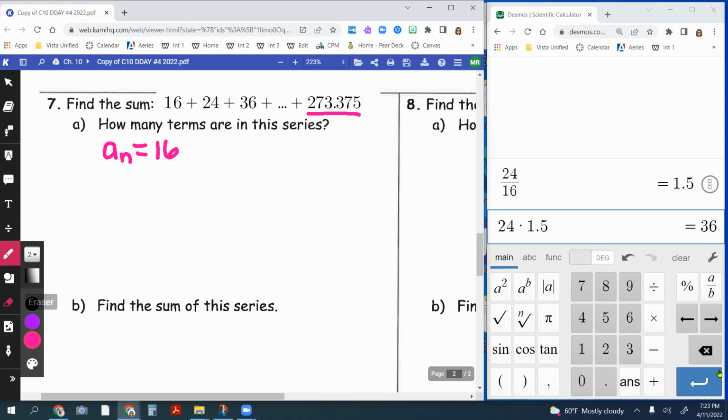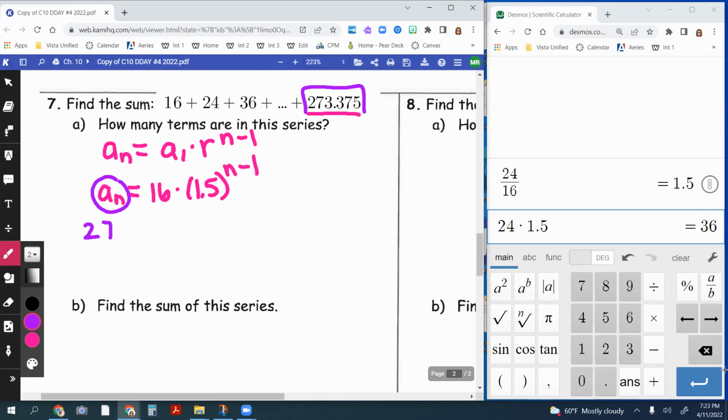first term. Well, here, let me again just write the formula. It's going to be my first term times r to the n minus 1. So a sub n is going to be 16 times 1.5, because that's our r, raised to the n minus 1. And I'm going to put this number in for my a sub n. So 273.375 is equal to 16 times 1.5 to the n minus 1.